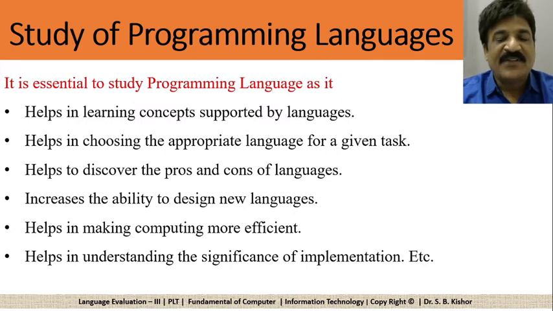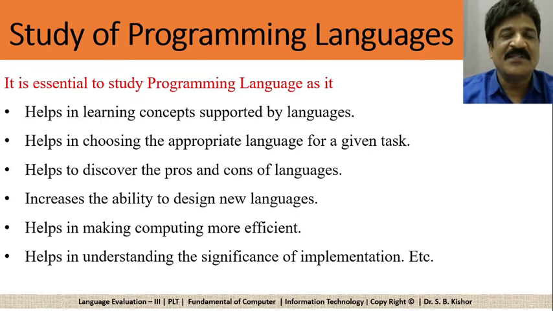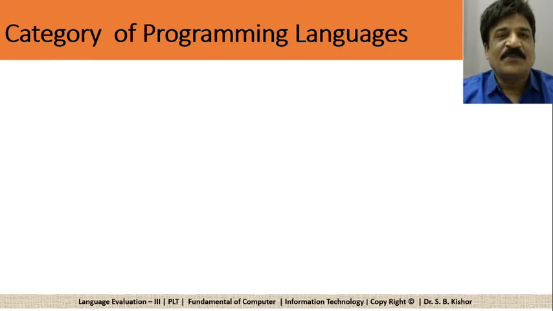Helps in understanding the significance of implementation. So you will be able to convert your algorithm properly by selecting what? Proper languages. So these are some of the reasons. For that purpose you need to study what? Different programming languages. Now what are the categories of the programming language?